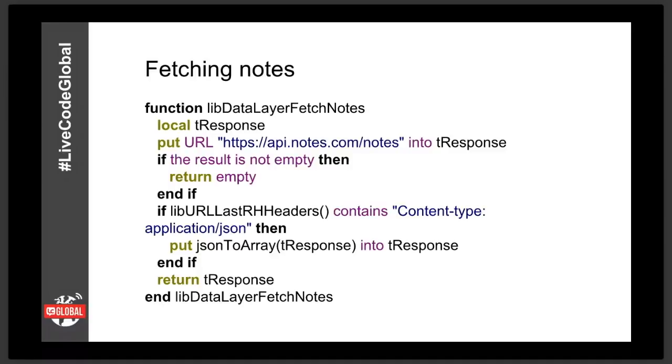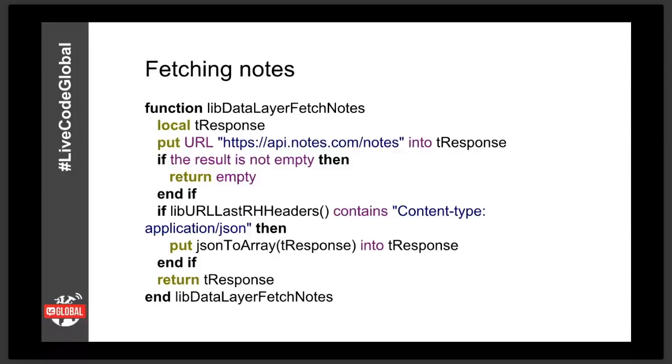So the data layer API here, libDataLayer fetch notes, is exactly the same as it was with our local app, but this time, instead of querying our SQLite database, we call a URL to get the contents of the cloud database, decode that contents, and return it. So the UI doesn't know any different. For all it cares, it could be a local database, it could be a text-based database, it could be an XML database, it could be a cloud database. All it's doing is fetching, calling libDataLayer.